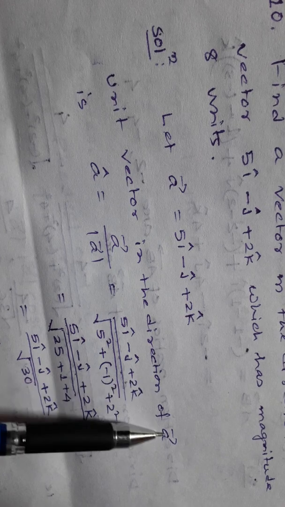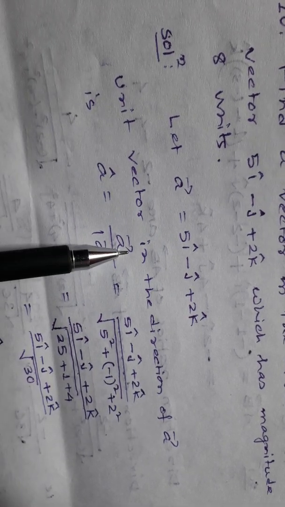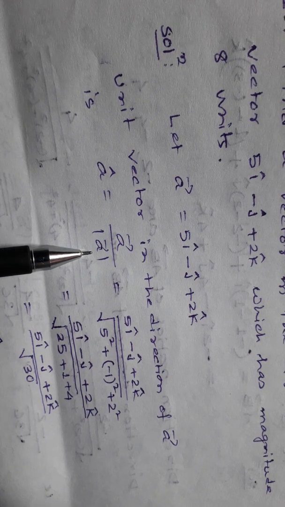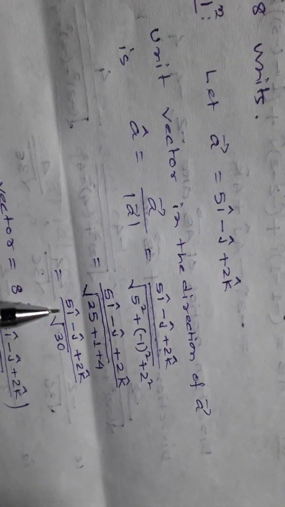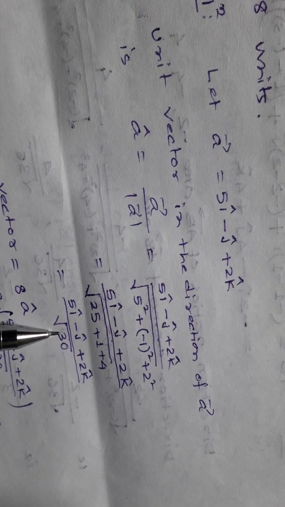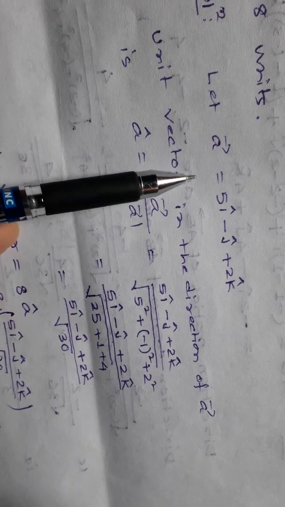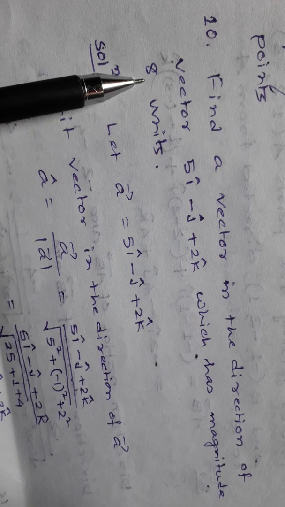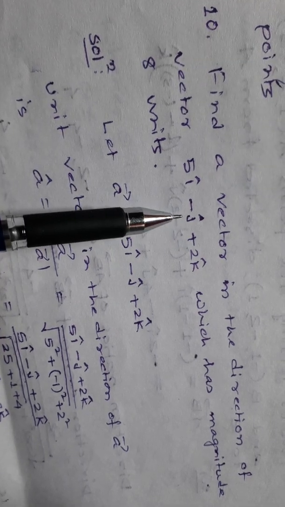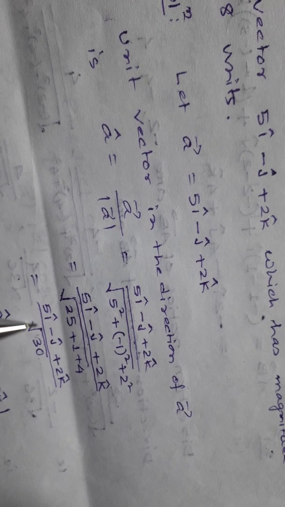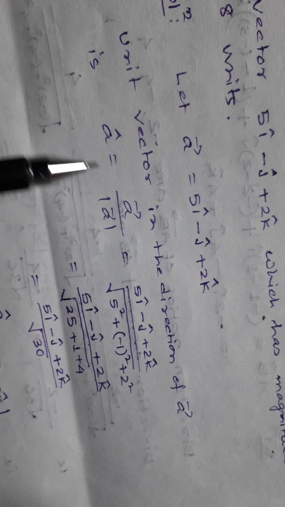So, unit vector in the direction of vector A is a cap equal to vector A by its magnitude. So, the unit vector along the vector A will be 5i minus j plus 2k by root 30. So this is the unit vector along the vector A, but we need a vector whose magnitude is 8 along the given vector, along the vector A. Magnitude of this vector is 1 because this is the unit vector, and direction of this vector is along the vector A.